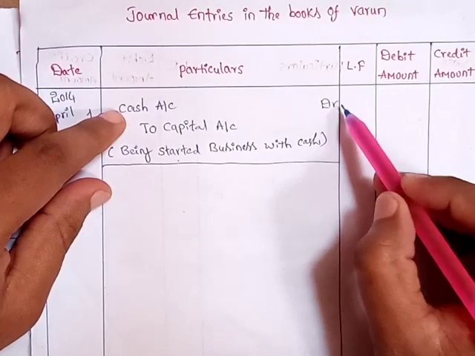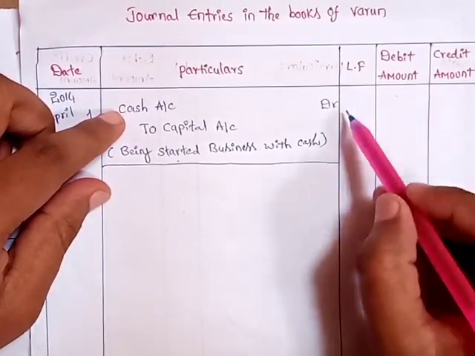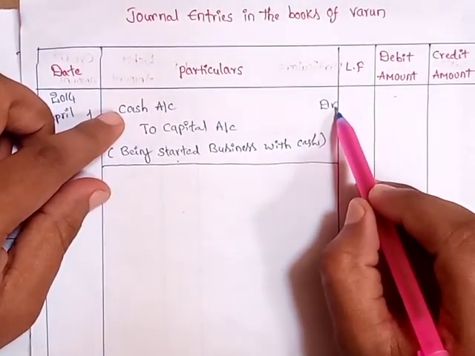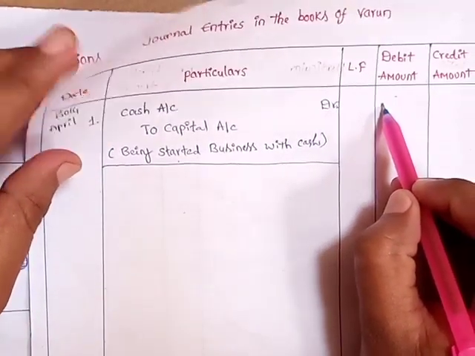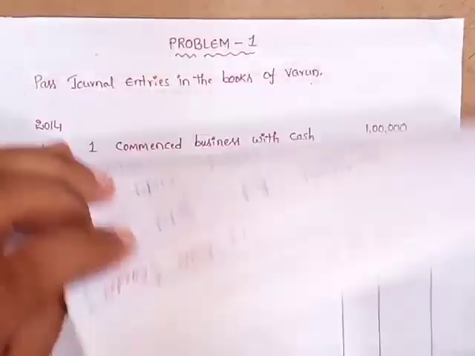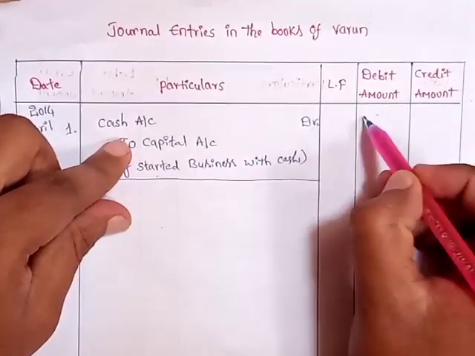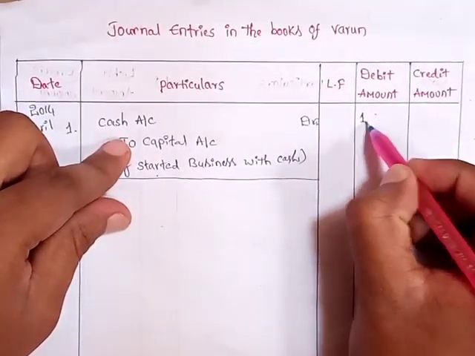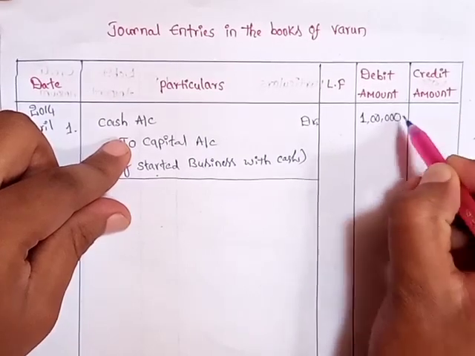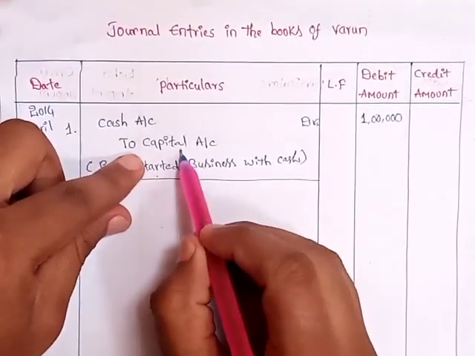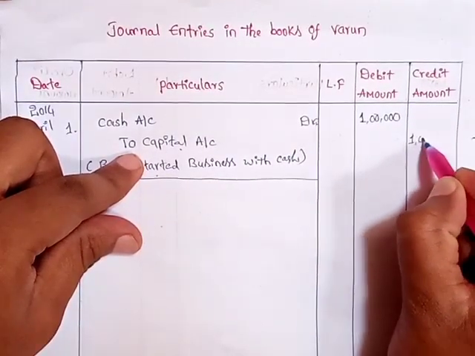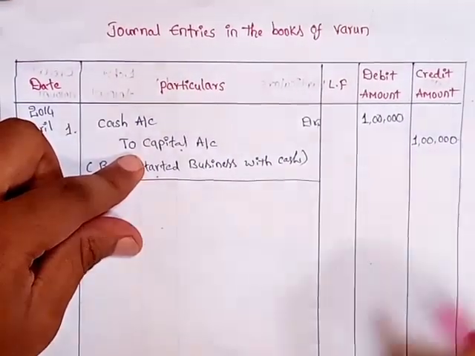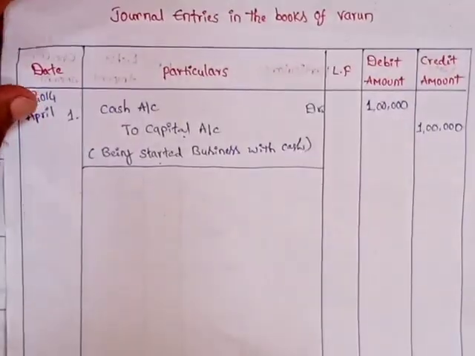Next, in debit amount column, opposite to debit line, we should write the amount of the transaction. So what is the amount here? 1 lakh rupees. And against the credit line in credit amount column we should write the credited amount, that means 1 lakh. So this is the one entry.